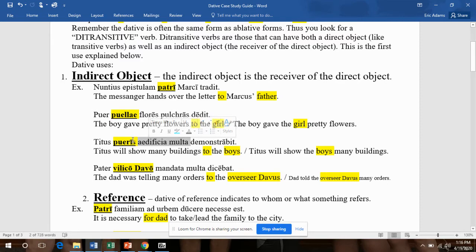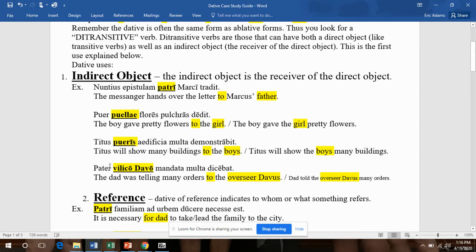So it's many buildings, and then to the boys. Again, you can switch it around with English word order by saying Titus will show the boys many buildings. Now, he's not going to show the boys. He's not showing off the boys. He's showing off the buildings. And, of course, the boys are the ones who are receiving the buildings that are being shown off by Titus.